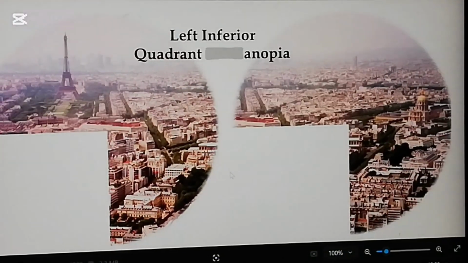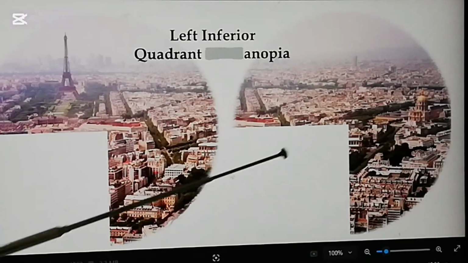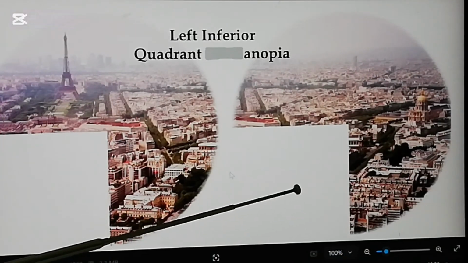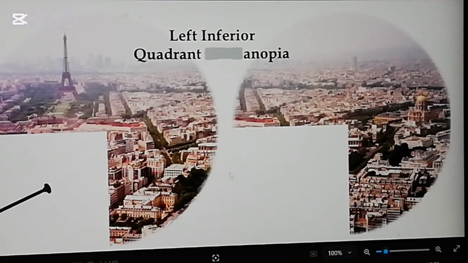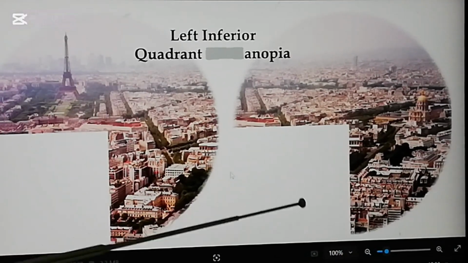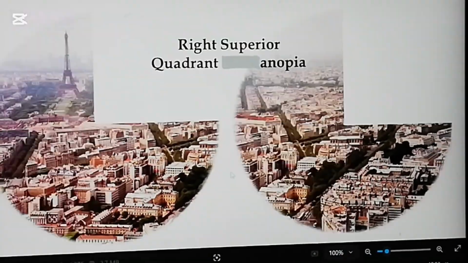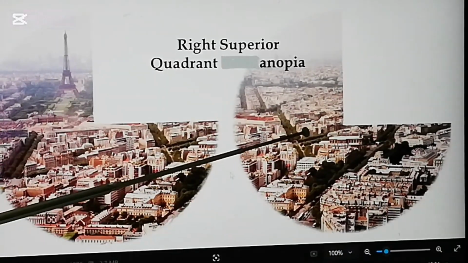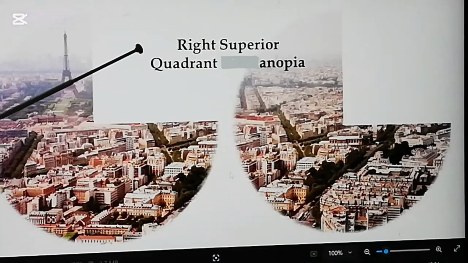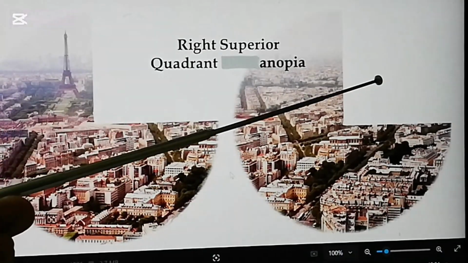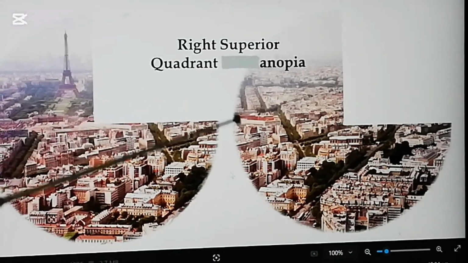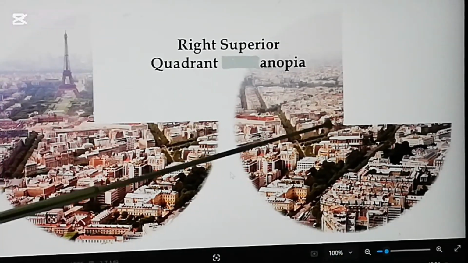Now see the next picture. We can see three quarters on both sides, but the inferior quadrant we cannot see, there lies a defect. So we label it as left inferior quadrantanopia. Again in this picture we can see three quarters within the visual field, but we cannot see the right side of both visual fields in its superior aspect. So we label this type of defect as right superior quadrantanopia.